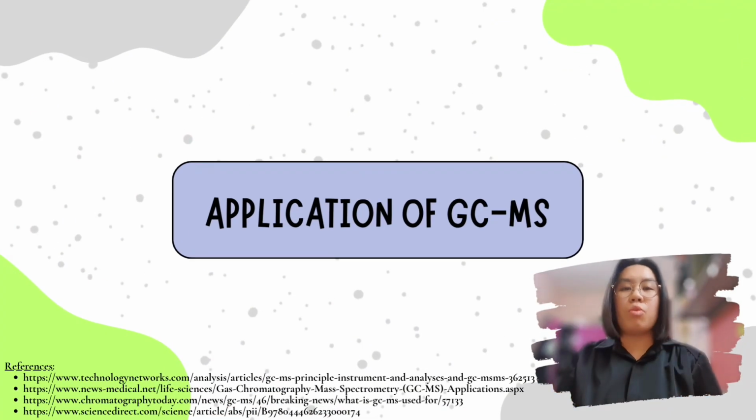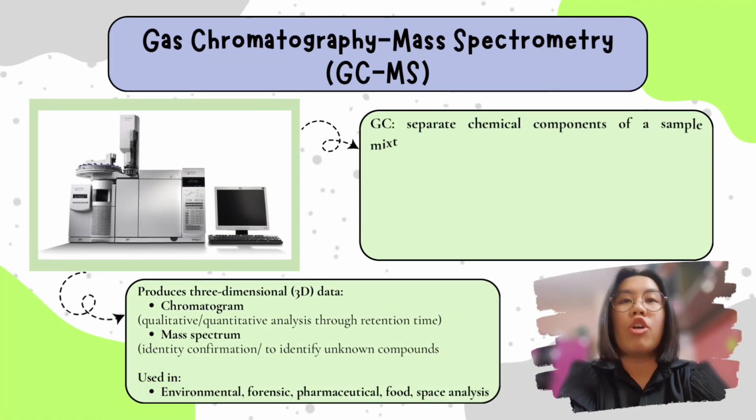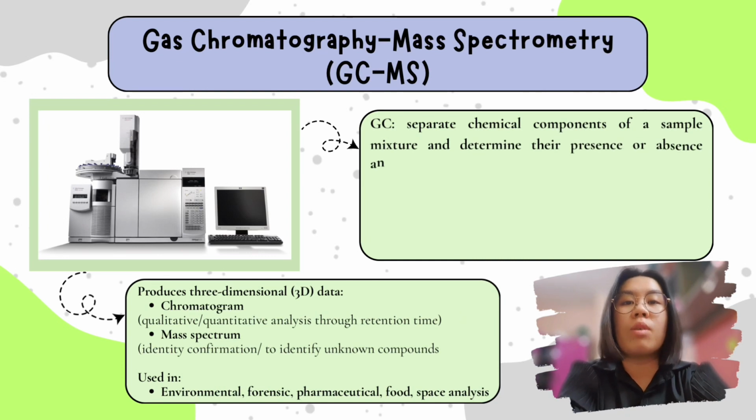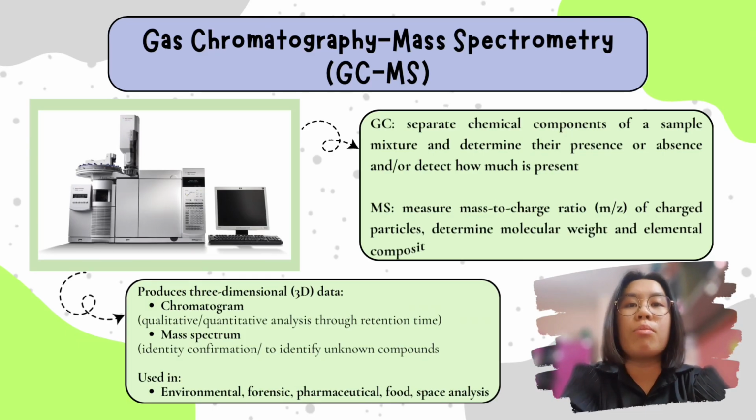Hi and good day, my name is Wang Jingling, and I will now briefly present the applications of gas chromatography mass spectrometry, GCMS. GCMS is a powerful analytical technique that combines gas chromatography, which separates the volatile compounds, with mass spectrometry, which identifies and quantifies them based on their mass to charge ratio. This dual system produces both a chromatogram and a mass spectrum for precise qualitative and quantitative analysis.